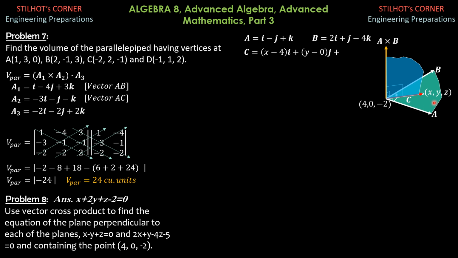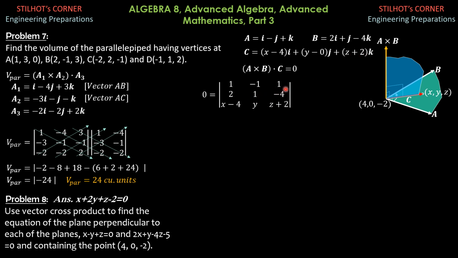So C is x minus 4 quantity i, plus y minus 0 quantity j, plus z minus -2, which is z plus 2 quantity k. So this is the third vector, and A cross B dot C is supposed to be 0. The technique is we copy the components of A in the first row, components of B in the second row, and in the third row the components of C: x minus 4, y minus 0 or simply y, and z plus 2.